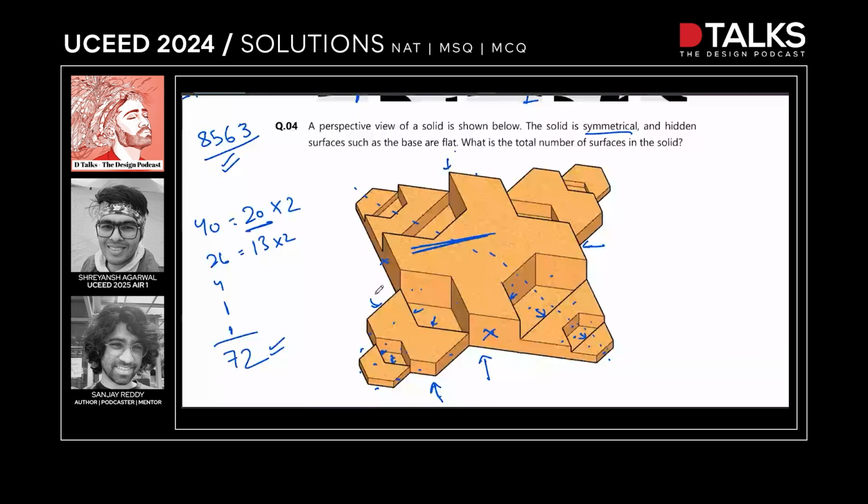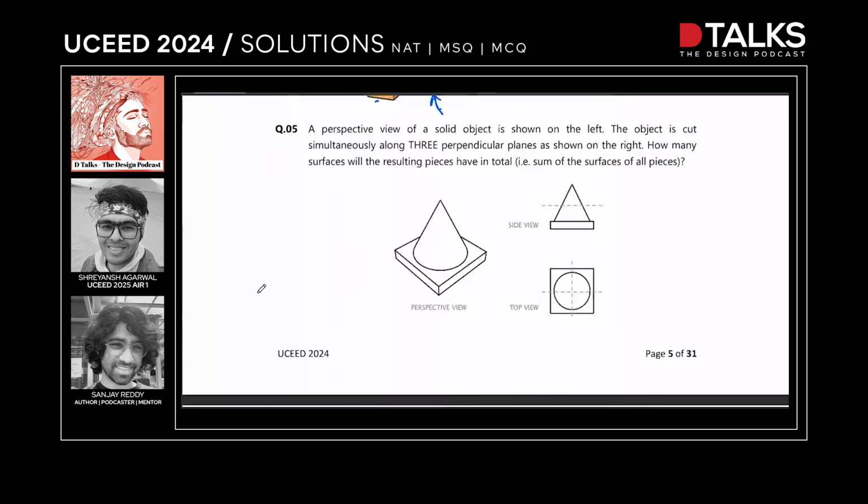Only thing, just approach it systematically. Don't get confused by symmetry. Approach it systematically. Count particular subsections separately. That's what I generally do. I break down every question into smaller parts. So that's how we did this question. We didn't count 72 faces at the same time. We added them up.